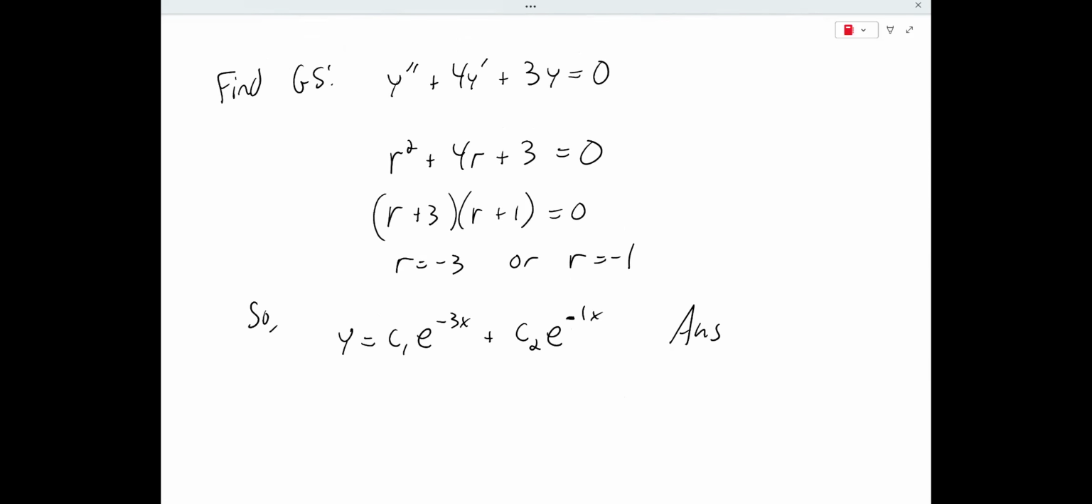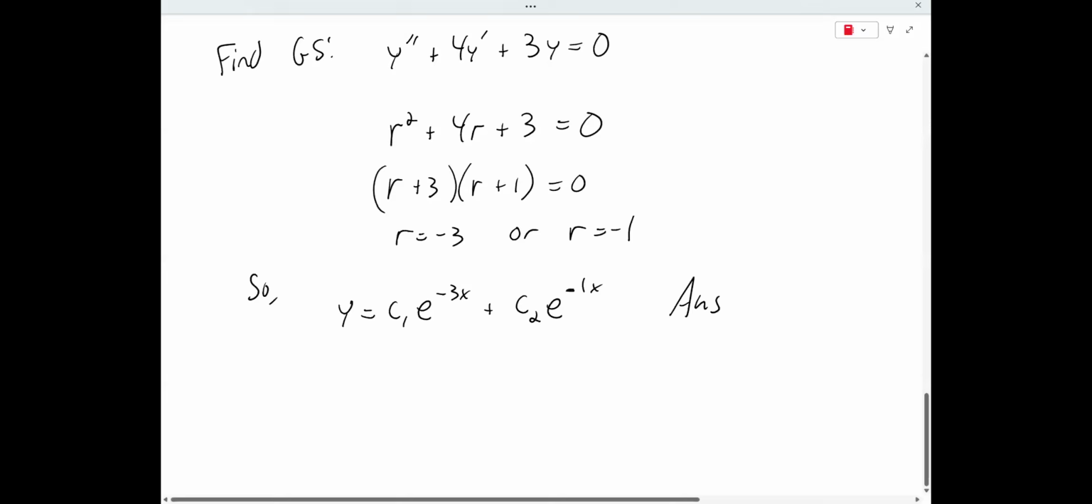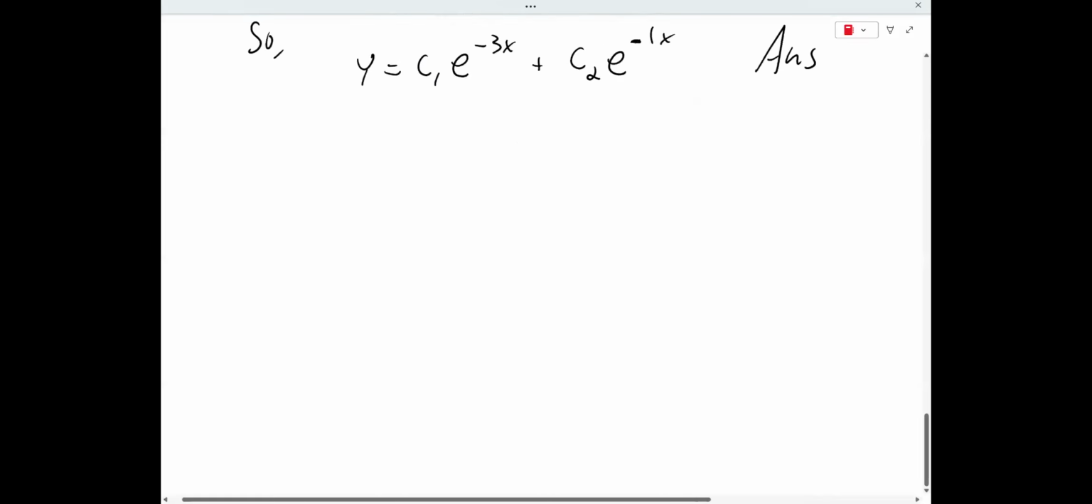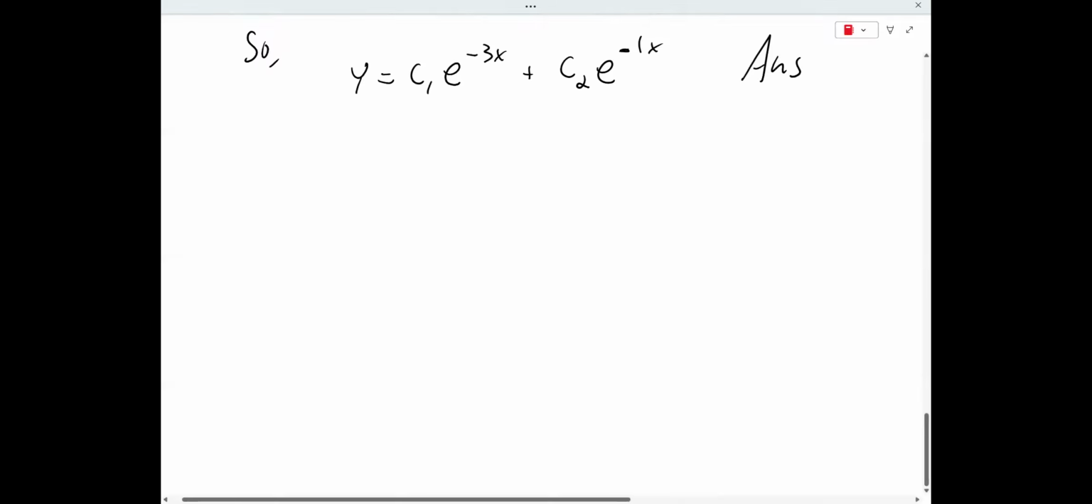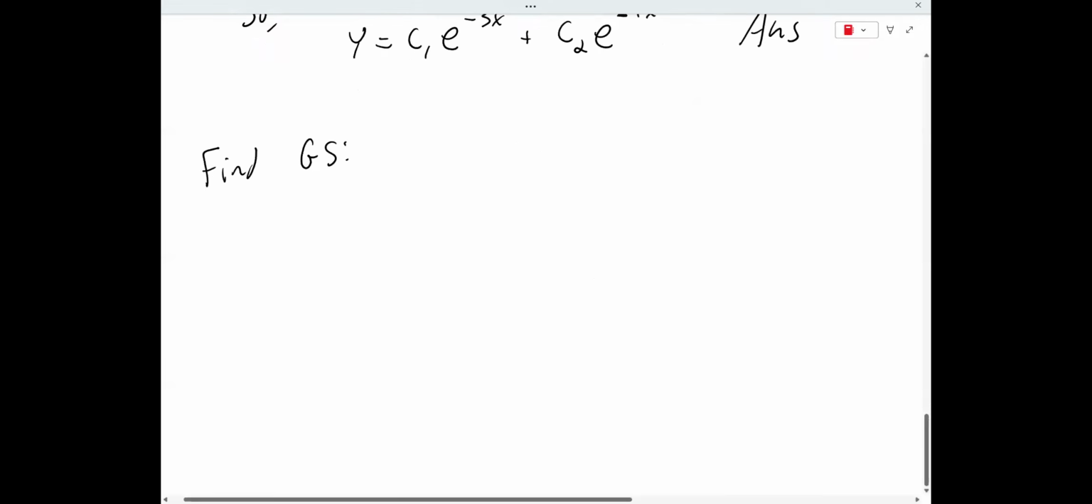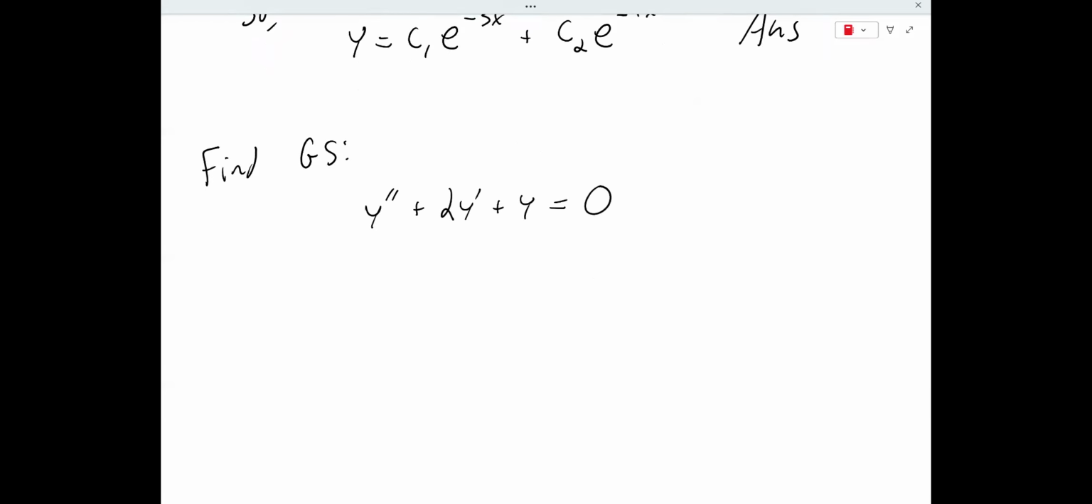It gets a little trickier though. This is nice. It works nice as long as the roots are nice, and also distinct. This works nice so far. Okay, let's look at this one next. Let's say, find the general solution: y double prime plus 2y prime plus y equals 0.